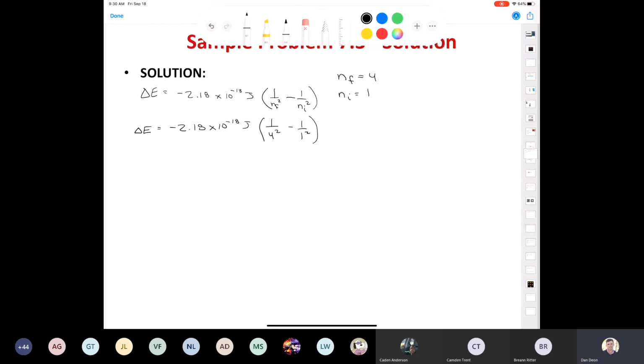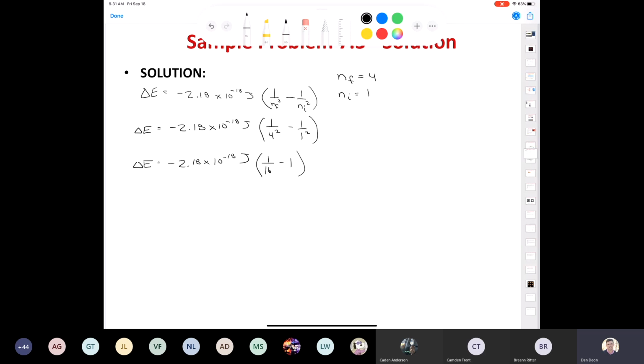Now you can see that 1 over 16, right? So this would translate to minus 2.18 times 10 to the negative 18 joules times 1 over 16 subtract 1. So 1 over 16 subtract 1, that's going to give you a negative number. So that means you take a negative multiplied by a negative, and you're going to end up with a delta E that's positive. Does that make sense? Yes, because this is absorption. So we're going to have a positive change in energy, right?